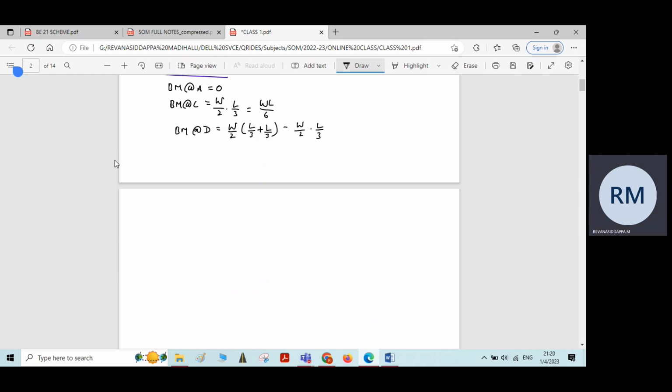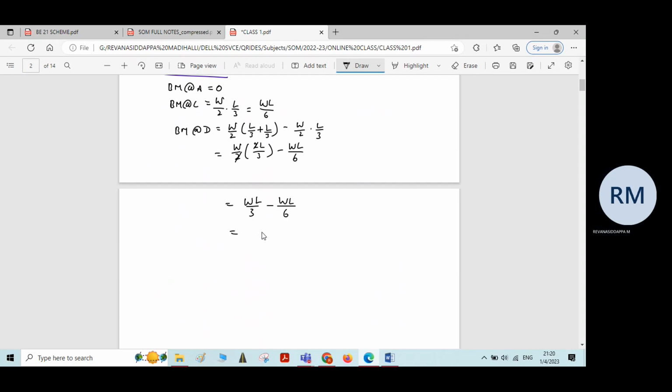If we simplify this equation, here W by 2 into 2L by 3 minus WL by 6. Here 2 gets cancelled. Finally, it is WL by 3 minus WL by 6. It will be 2WL minus WL by 6. You will get the answer as WL by 6, bending moment at D.